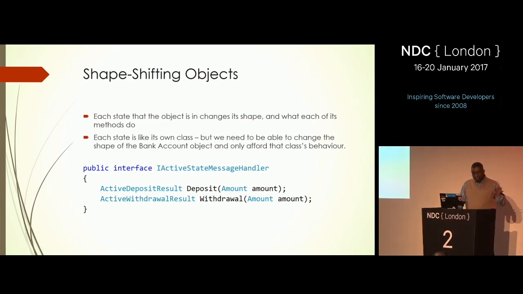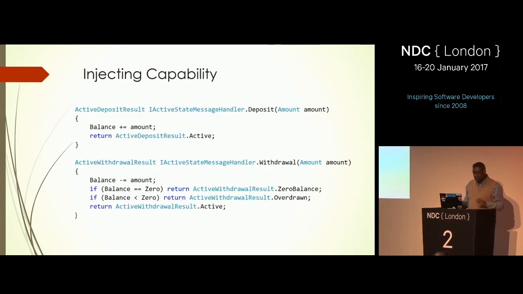And I'll show you how it's done, but let's just move on in a moment. How you inject the capability, though, is exactly like this. If you think of the active deposit result as an enum of some sort, you can tell that it has only one element in it, which is active. And depositing money into an active account can only leave it in an active state.